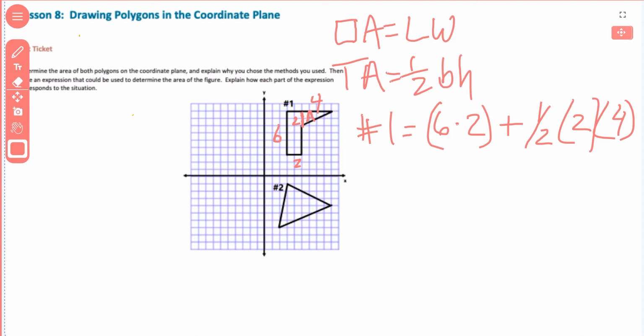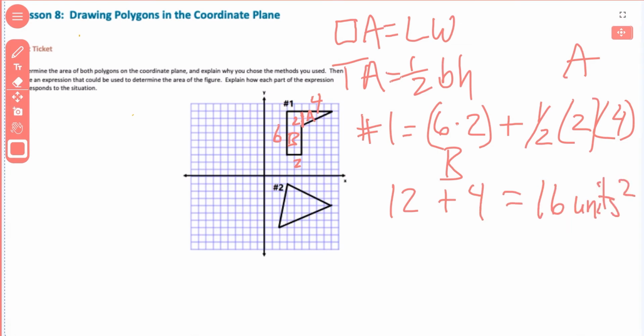If we call the triangle A and the rectangle B, here's the area of A, here's the area of B. Add them together, we'll get the entire number 1 polygon area. So what is that? 12 plus 4? 16 units squared. Good. Everybody see that? Everybody understand that? Okay? Now, let's try and figure out number 2.